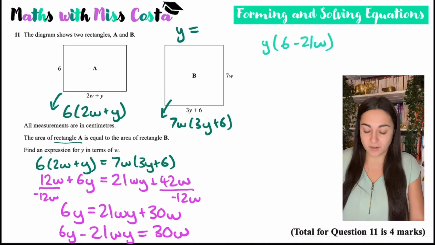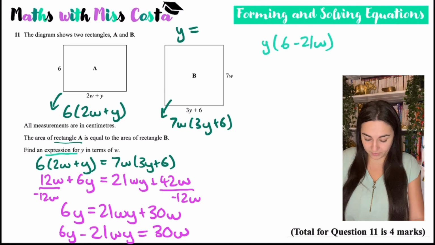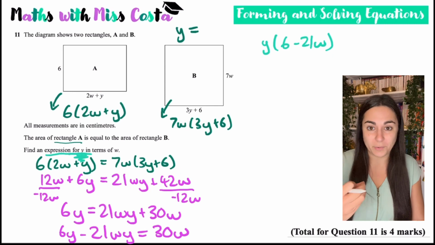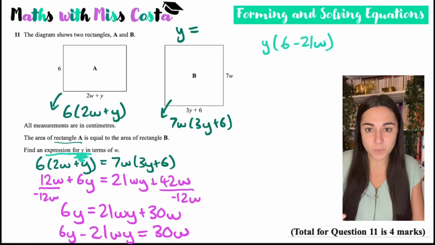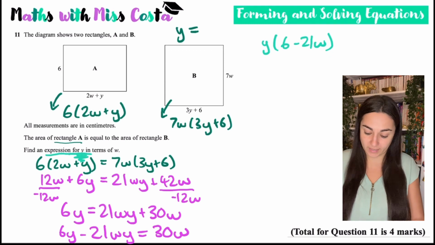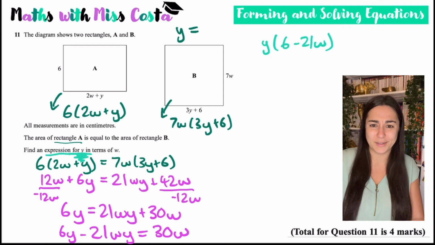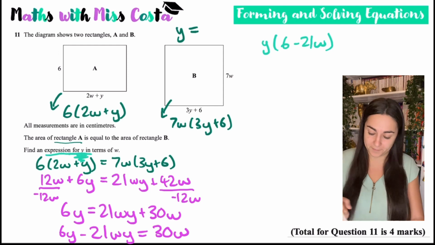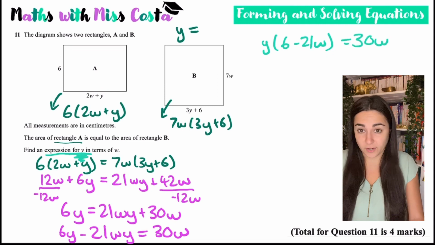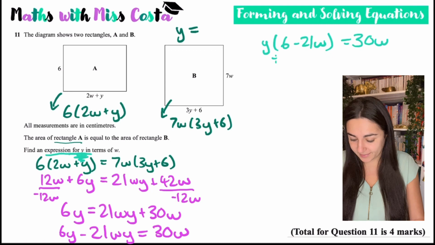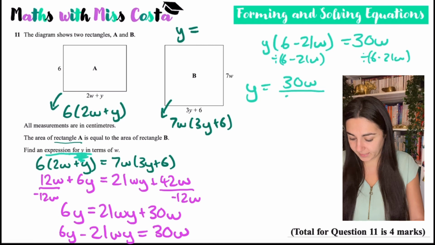So because I'm trying to get my expression for y, it's really important I get y on its own, which is why I've only extracted y. Obviously there are higher common factors, which you normally do when factorising, but in this case we just want the y term, which is why I haven't used the highest common factor. I've used the factor I want, which is y. So that equals 30w, and then all I do is divide both sides by the bracket. So let's divide by 6, take 21w on both sides, and you've done it. So y equals 30w over 6, take 21w.